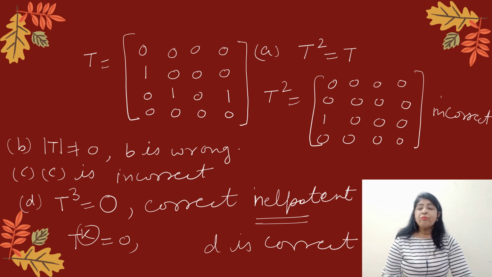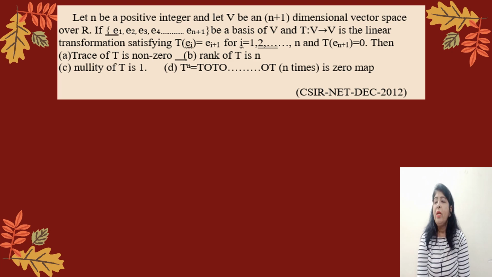Next you have, so the question is, let n be a positive integer and V be an n plus 1 dimensional vector space over R. If E1, E2, E3 up to E n plus 1 be the basis of V and T from V to V is a linear transformation satisfying T of Ei is equal to E i plus 1 for i is equal to 1, 2, 3 up to n, and T of E n plus 1 is equal to 0, then you have to choose one of the options.